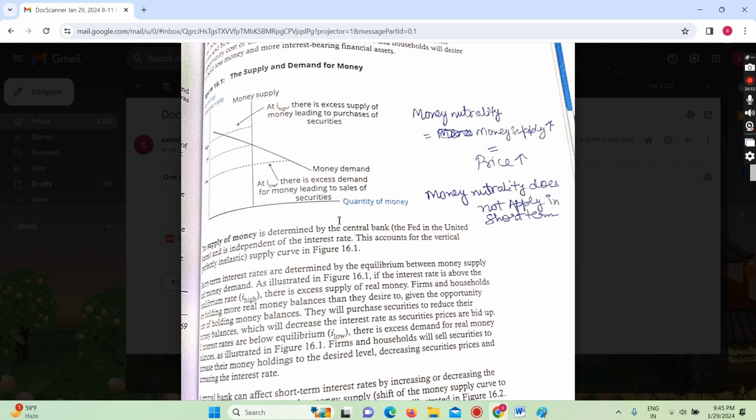An increase in the money supply, as soon as our money supply increases, there will be a shift of the money supply curve to the right, which will put downward pressure on the interest rate. With an increase in the money supply, there is excess supply of money at the previous rate of 5%. To reduce their money holding, firms and households buy security, increasing security prices and decreasing the interest rate until the equilibrium interest rate of 4%. If the central bank decreases the money supply, there is excess demand for money. So this is the way we regulate the same.